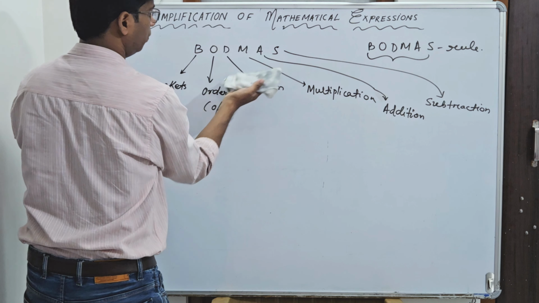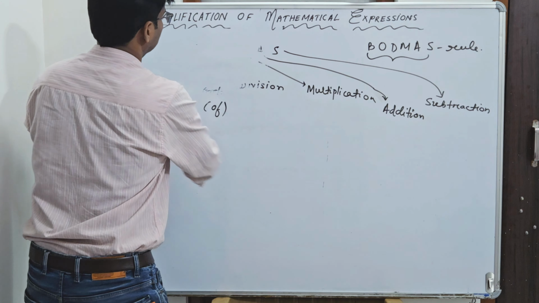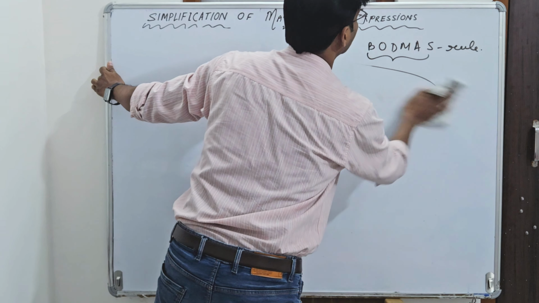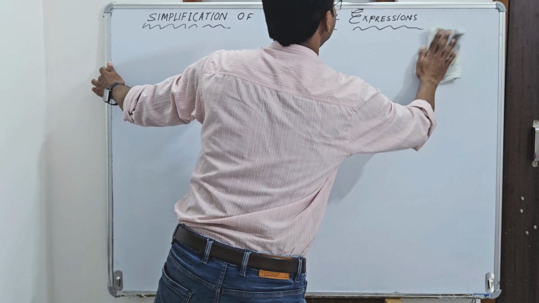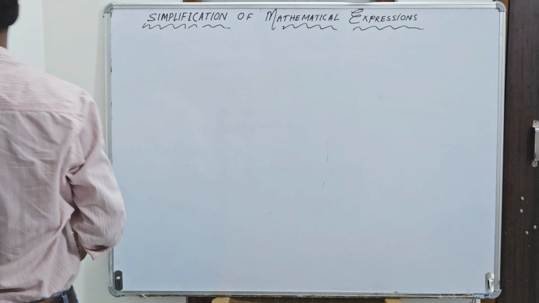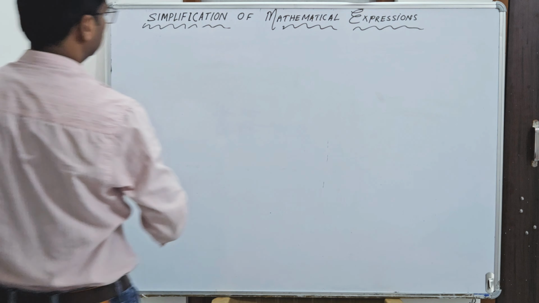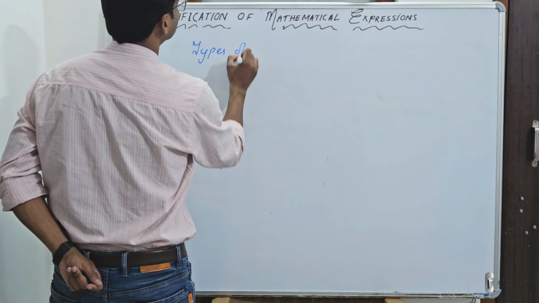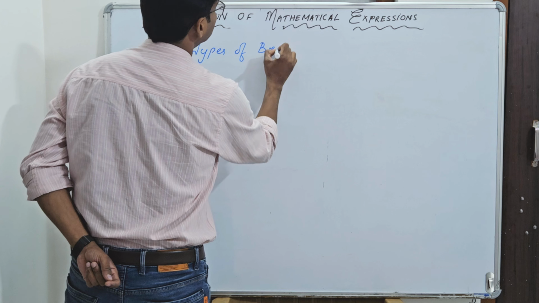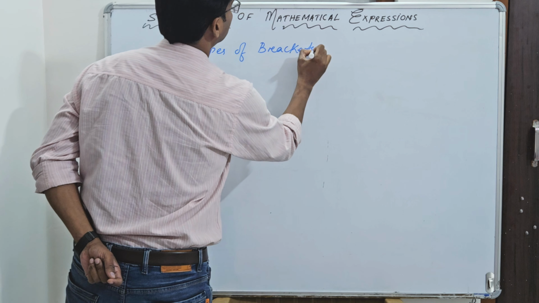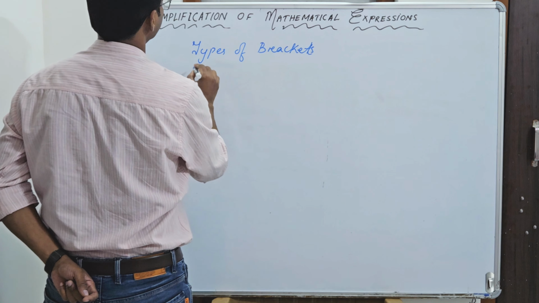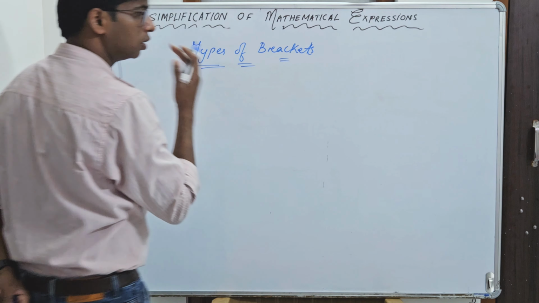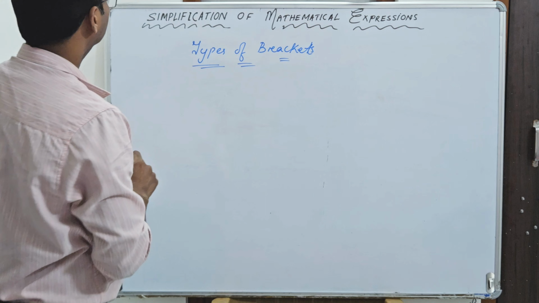So let us see. So I am erasing this. Now, what are the different types of brackets you will be seeing in the simplification? So you can write here types of brackets. So you may be noting down, because this is also important, because using the different types of brackets, you must learn how they are assigned.